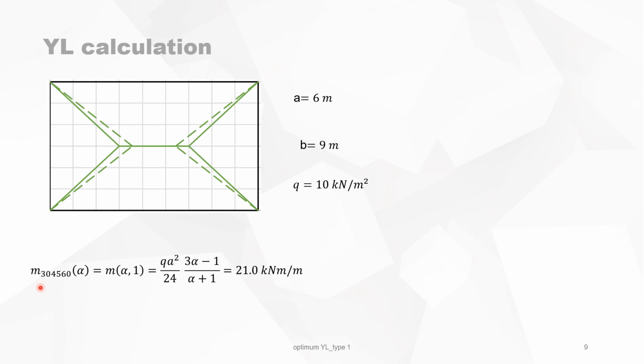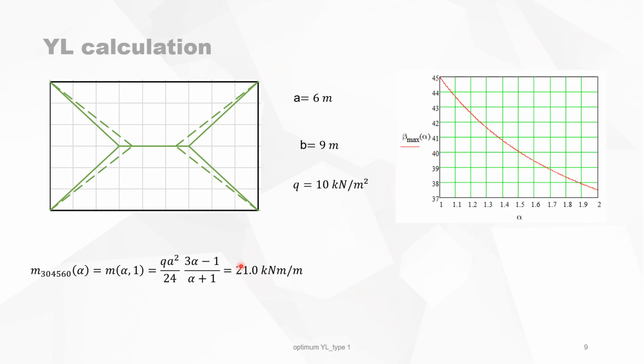The maximum bending moment obtained by the 30, 45, 60 rule can be found by using our previous formula with alpha staying the same, and of course x is 1 because we use 45 degrees in our 30, 45, 60 rule. If you fill this in, you obtain this equation. It's a function of alpha. So this is the maximum bending moment if you do not optimize the yield lines, and it gives you 21 kilonewton meter per meter.